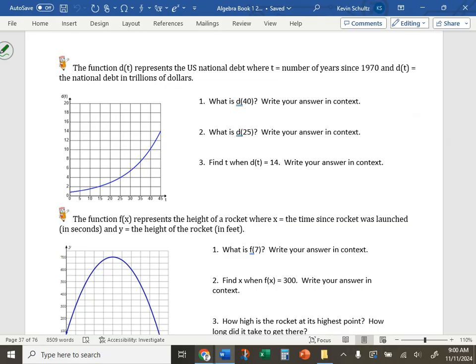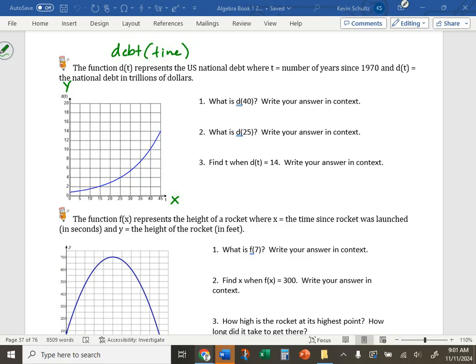Okay? Why d of t? That is because the debt is a function of time. D stands for debt, T stands for time. That means that as time goes on, it affects the national debt. Okay? So when it says, what is d of 40? Which variable are you being given? X or Y? And I say X or Y because we are still dealing with a quarter plane. So we have an X axis and a Y axis. What does that 40 represent?